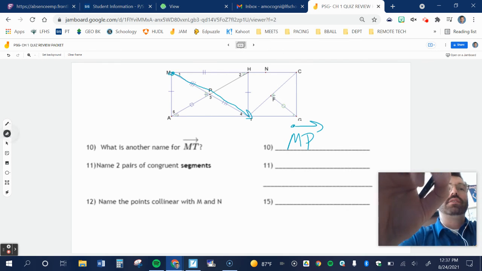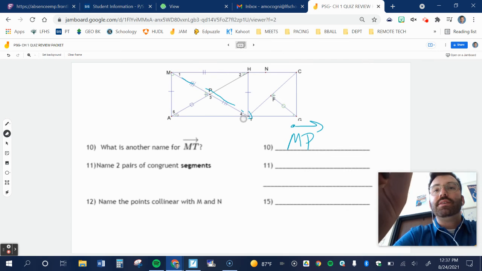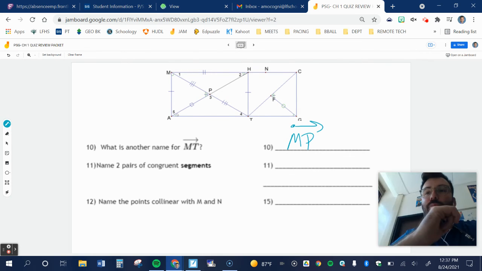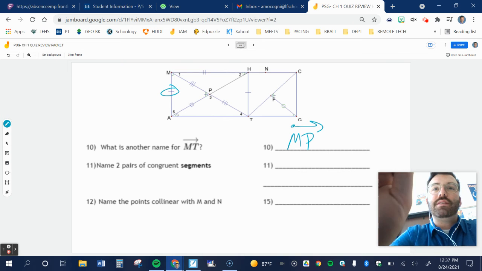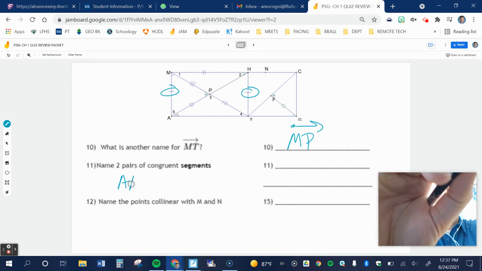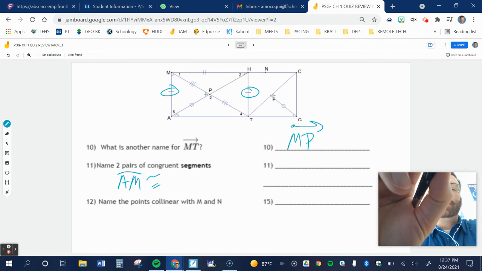Name 2 pairs of congruent segments. So we kind of did this during our notes a little bit. All right, so name our 2 congruent segments. We want to find our pairs. So like this and this, they match. So that's a pair of congruent segments. That's AM congruent to TH.